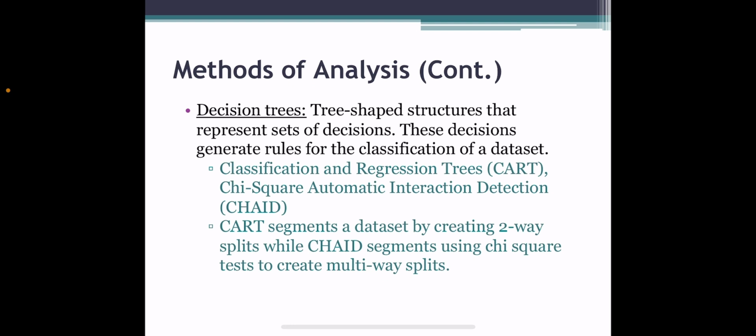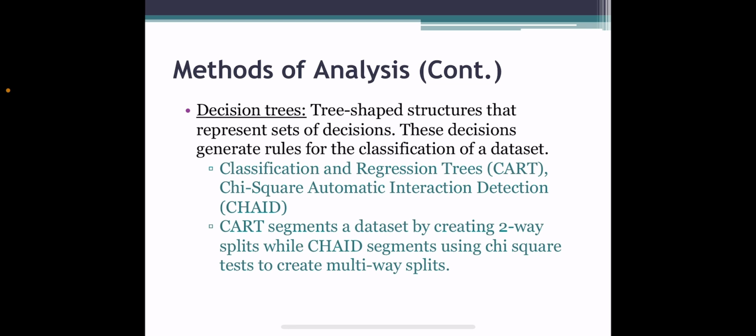Methods of analysis. We have several methods, as we said. Decision tree, tree-shaped structures that represent sets of decisions. These decisions generate rules for the classification of a data set.